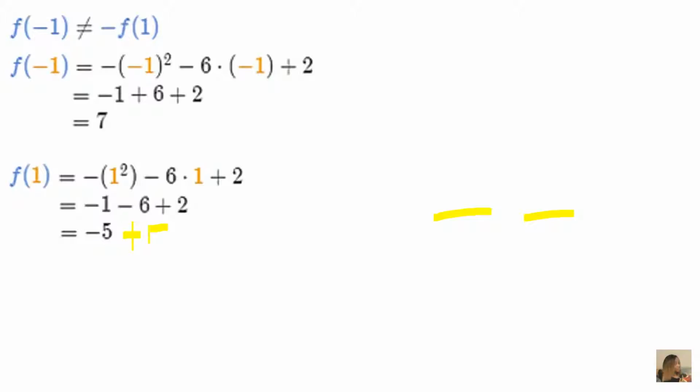Remember, we're trying to prove that f of negative 1 is not equivalent to negative f of 1. If it were that f of negative 1 equaled negative f of 1, then the function would be odd. However, we see that f of negative 1 is not equal to negative f of 1 because 7 is not equivalent to 5. Therefore, f is not an odd function.